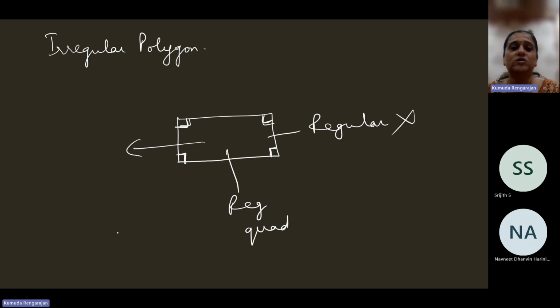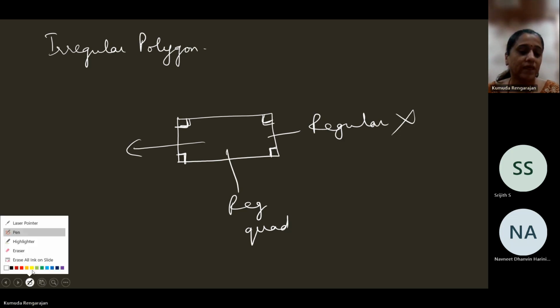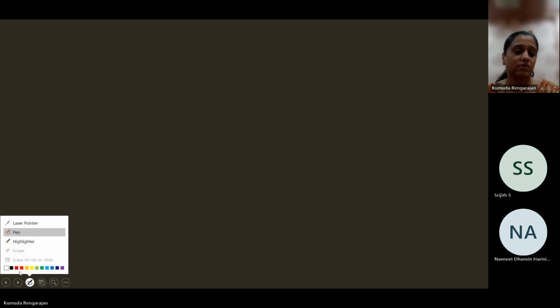All sides must be equal. Here only opposite sides are equal. So a polygon that is not regular is irregular. Okay, then we also understood the formula. What's the formula to find the number of diagonals in a polygon?